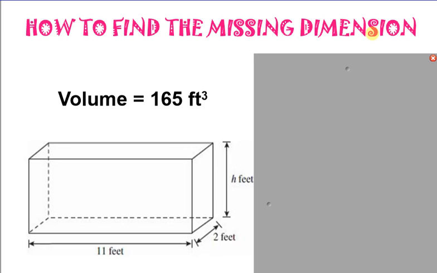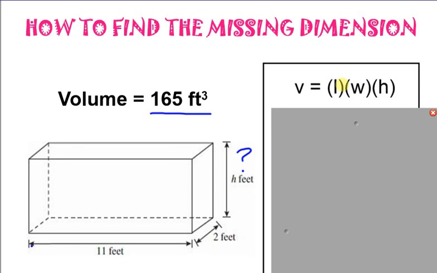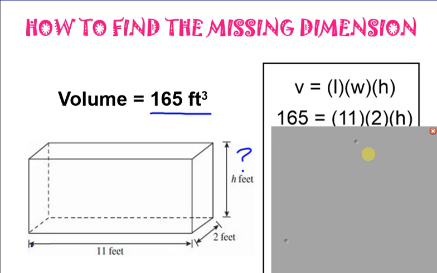So here again, we have a rectangular prism. We have the length of 11. We have the width of 2, but we do not know the height. However, it does give us the volume, 165 feet to the third power. So we start with our formula. Volume equals length times width times height. We plug in the information that we have. 165 equals 11 times 2 times h.